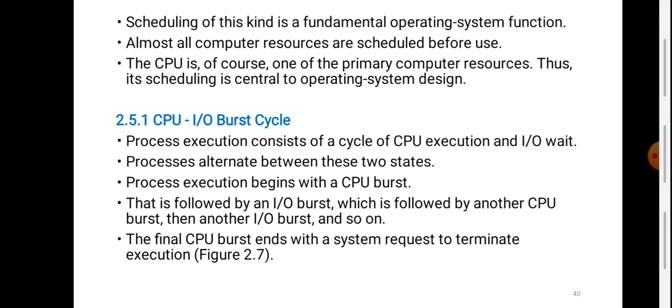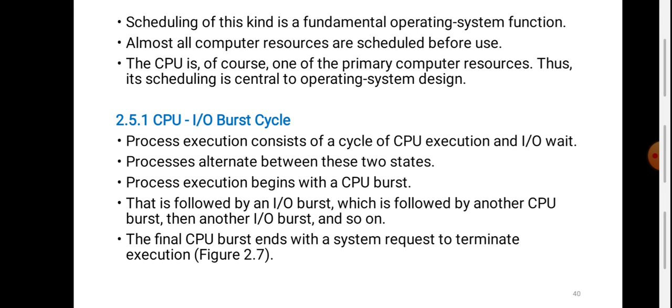So computer resources are nothing but input output devices and any other components of a CPU. Okay, all these input output devices and components of CPU are called resources of a computer. These resources should be scheduled before we use them. The CPU is, of course, one of the primary computer resources, which is the main resource of a computer.